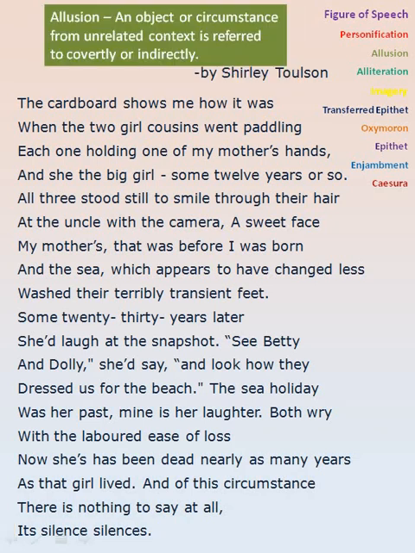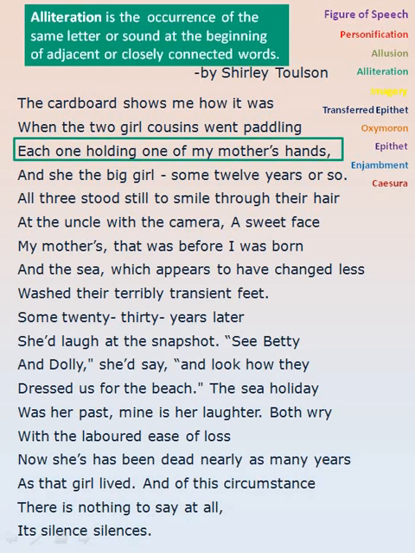Next we shall see allusion. Allusion is used in the first line. Allusion refers to an object or circumstance from unrelated context, which is referred to covertly or indirectly. Here cardboard refers to photograph. Hence, it is allusion. Next, we shall see examples of alliteration.